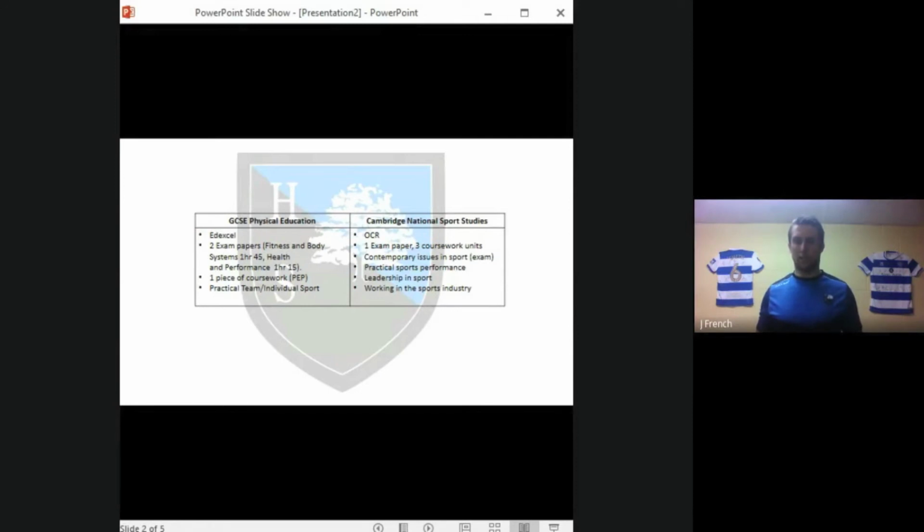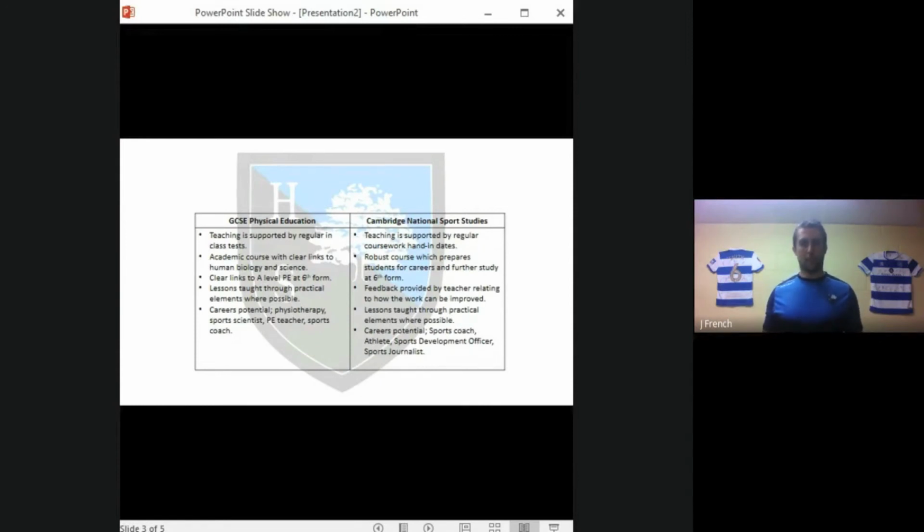There are 4 units that you cover. The examination unit is known as the Contemporary Issues in Sport unit. You've then got a Practical Sports Performance unit. You've then got a Leadership in Sports Performance unit. And then following on from that, you've got Working in the Sports Industry. So you get a broad range.